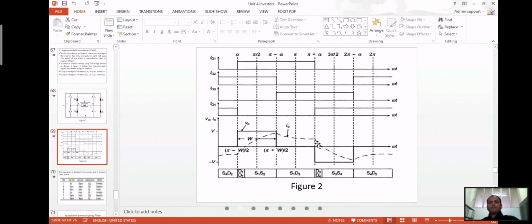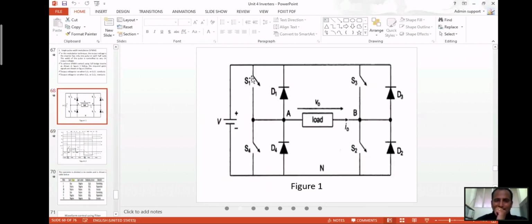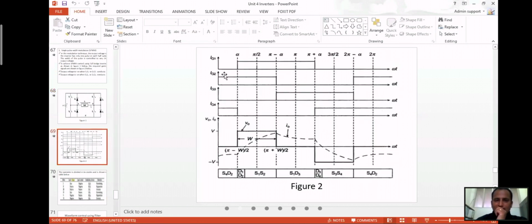So this is the waveform. If you see here, IG1 is the triggering of the first thyristor, meaning the first switch. This is the SCR, the silicon controlled rectifier in this case. If you trigger the first SCR, the first switch, then it conducts once it is triggered. This is a single pulse, given from alpha to pi plus alpha.